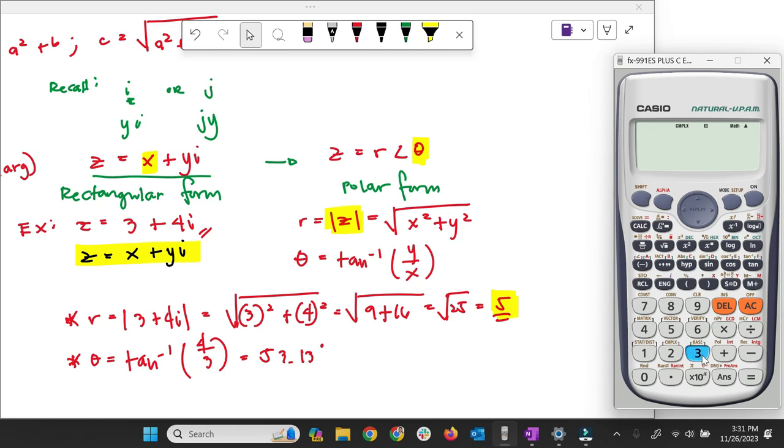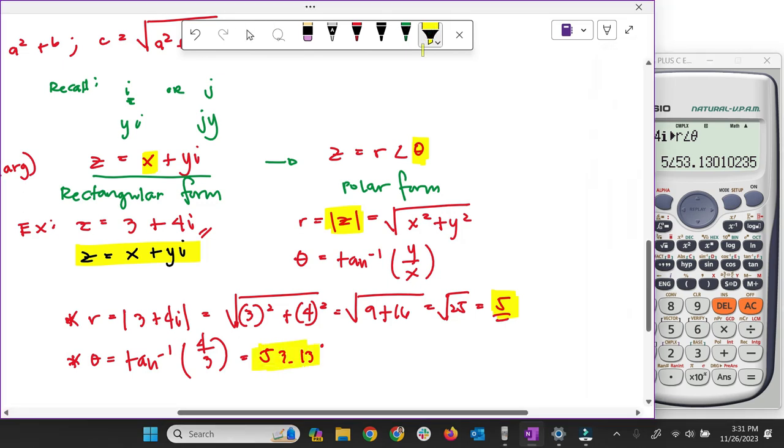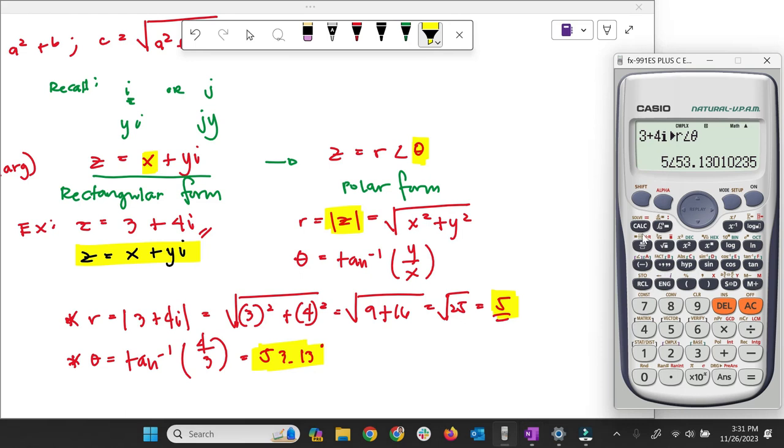So, gawin mo lang, i-type mo lang 3 plus 4i, and then you use shift 2. Makikita mo dyan si arg, conjugate, the polar form, and the rectangular form. So, if you want to convert the rectangular form to its polar form, you just use shift 2, 3. Ayan. So, 5 angle 53.13. So, exactly yung same yung nakuha natin sa linabas ng calculator. Ganyan lang po siya.